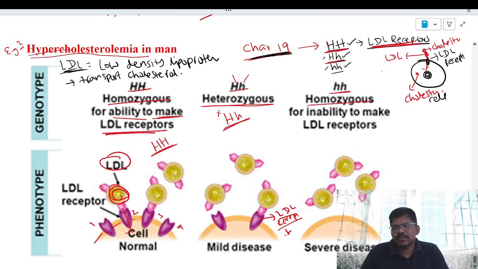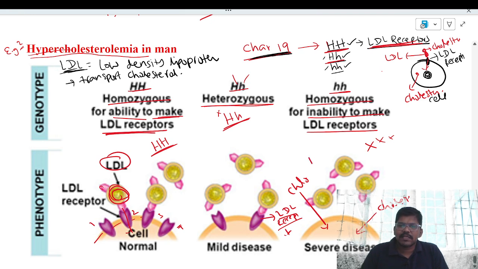Then in the homozygous recessive, there is inability to make LDL receptors. It cannot form the LDL receptors. Because of the absence of LDL receptors, the cholesterol cannot enter into the cell from the blood. Hence, we see an increase of cholesterol levels in the blood, which leads to heart attacks and narrowing of blood vessels. The disorder where LDL receptors are absent is called hypercholesterolemia. Hyper means increase, so cholesterol increases in the blood in hypercholesterolemia.